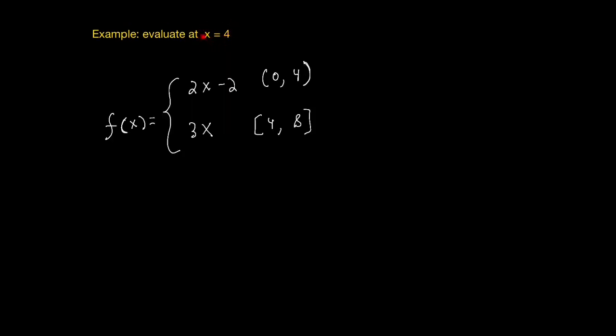So now we want to evaluate at x equals 4. So let's plug that in here. So we have f of 4. And now we have to make a choice. Do we use the first rule, or do we use the second rule? So we need to identify where 4 exists. Does it exist in this interval, or does it exist in this interval? And it looks like we have somewhat of a problem, because this one has a 4 and this one has a 4. So it's not really clear which one we have to use.